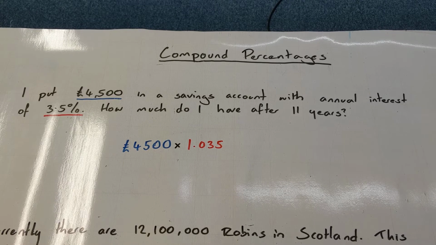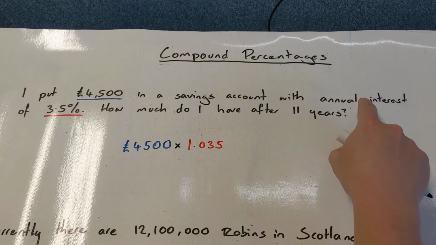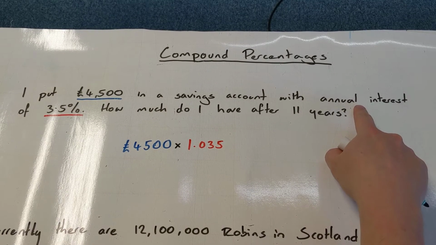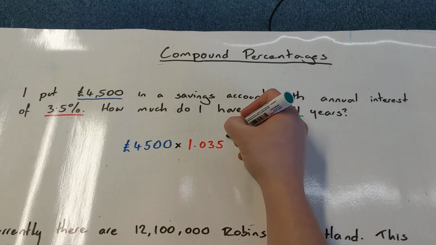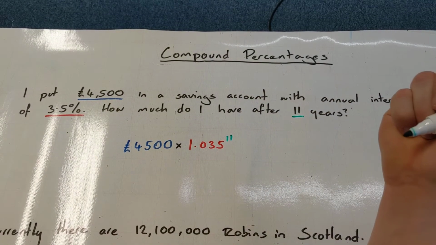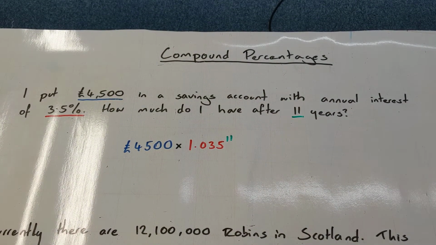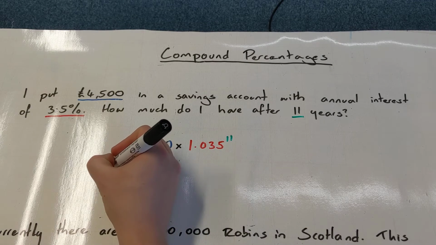And so finally, we have to say how long we're doing this increase for. So this is annual interest. That means it's getting added on every year. And we're doing this for 11 years. So I put 11 as my power up there. And that's all we need to do, is identify each of those three things and then pop that on our calculator.